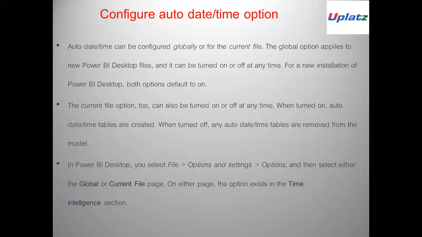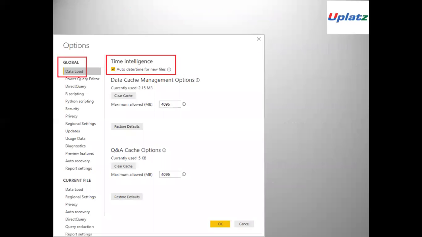In the case of the current file, go to options and settings, and then we have to select current file. The option exists in that section, which will be clear in the screenshot, where it is marked as a red rectangle. Where the global option is present and the current file option is present. Under global, we can see the data load option. We can select it as on or off, time intelligence, where the date tick is on top. Understood, that we need to do this for the new file we are working on.